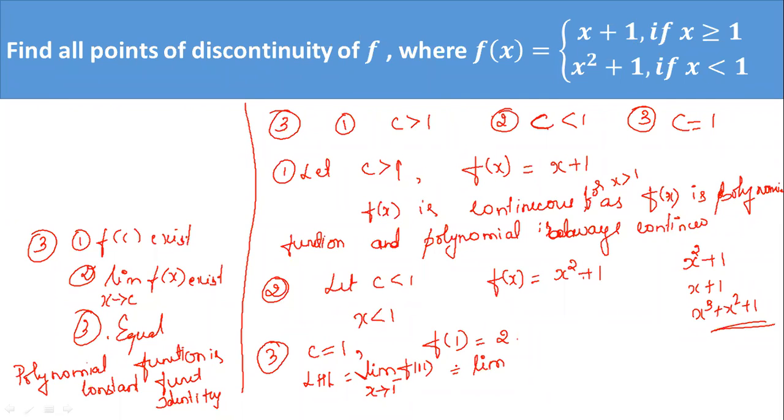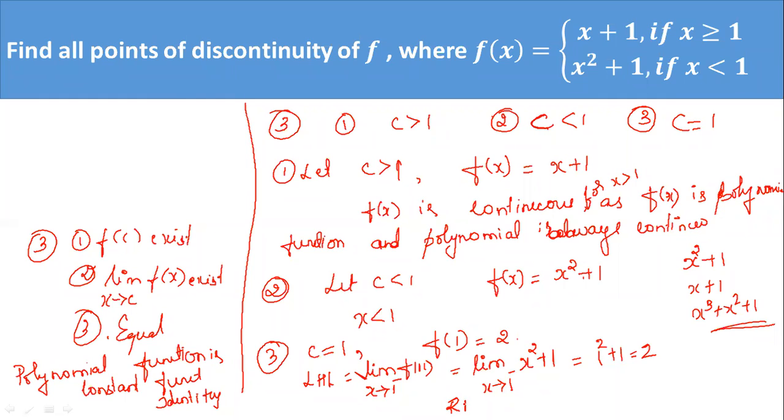Left means the value is less than 1. So which definition should we use? The second one. Good. So it is the limit of x square plus 1 as x tends to 1 from the left, which is approximately equal to 1 square plus 1, which is 2.